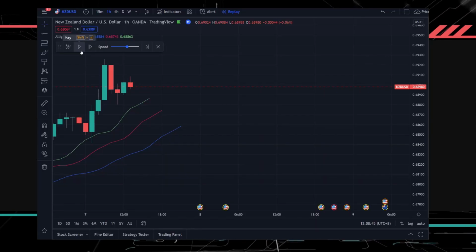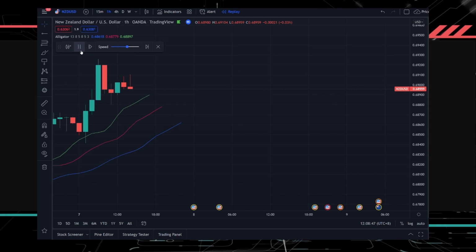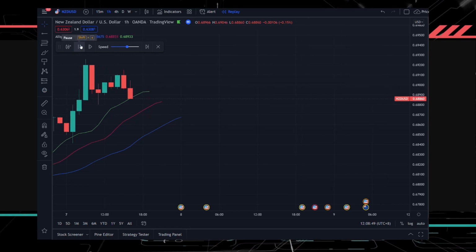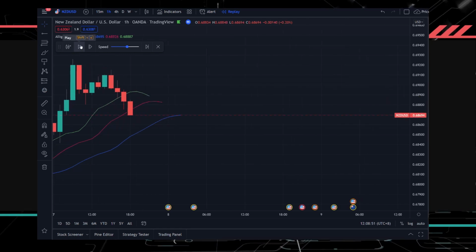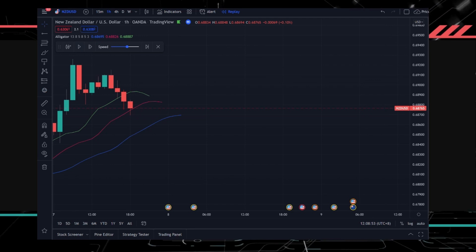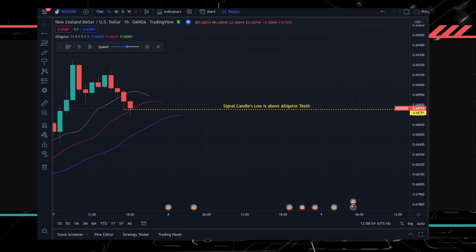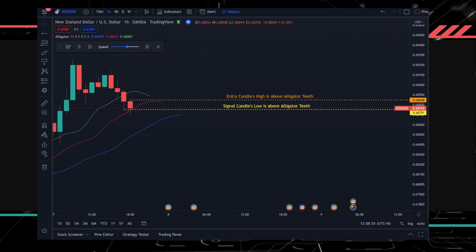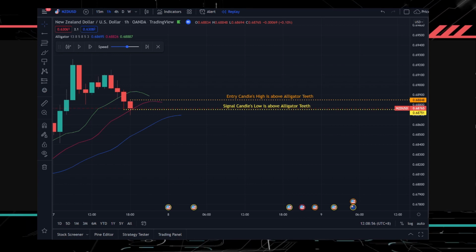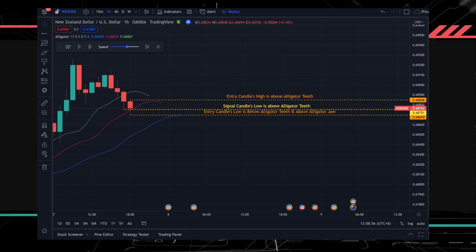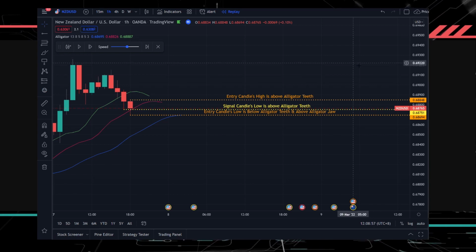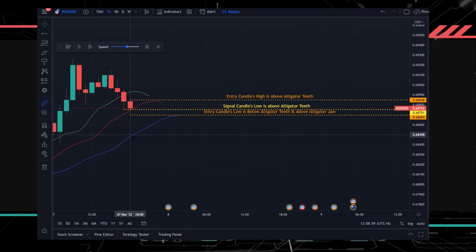Our first example is New Zealand dollar and USD on the 1-hour time frame. First, the jaw is greater than the teeth and the teeth is greater than the lips. Next, we can see that the signal candle's low is above the teeth, indicated with the yellow line. Third, the entry candle's high is above the teeth, shown with the top orange line. Fourth, the entry candle's low is below the teeth and above the jaw, drawn with the bottom orange line.